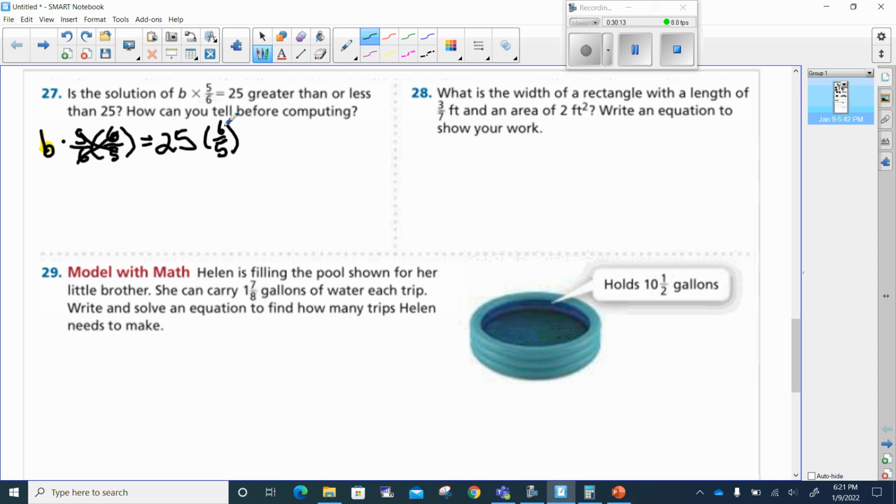So this would be 25 times 6, which is 150, over 5. And remember, every fraction is a division problem. So now we have to take 150 and divide it by 5. Well, we know 15 divided by 5 is 3, so that means b is equal to 30. And that's how I knew it was going to be bigger than 25.